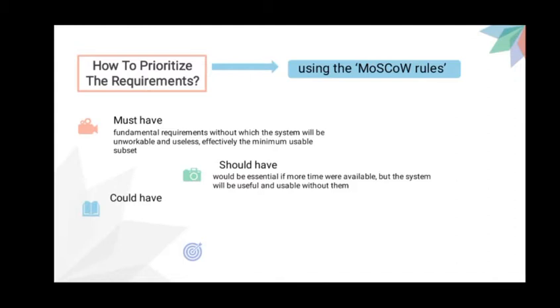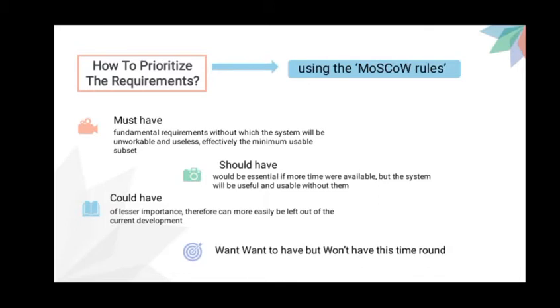C stands for could have: of lesser importance, therefore can more easily be left out of the current development. And W stands for won't have: want to have, but won't have this time around, can wait till later development.